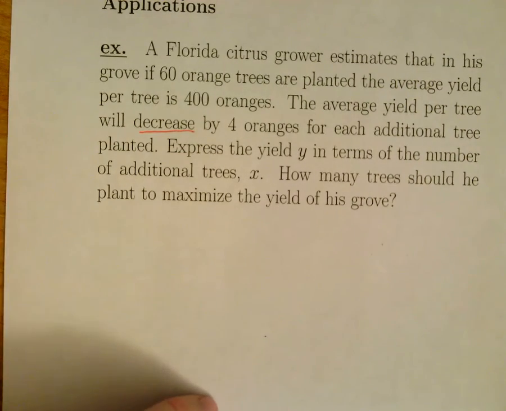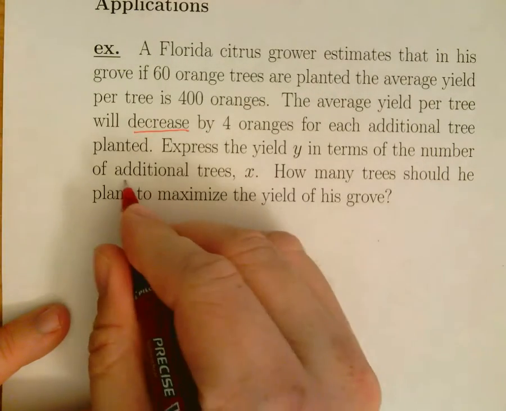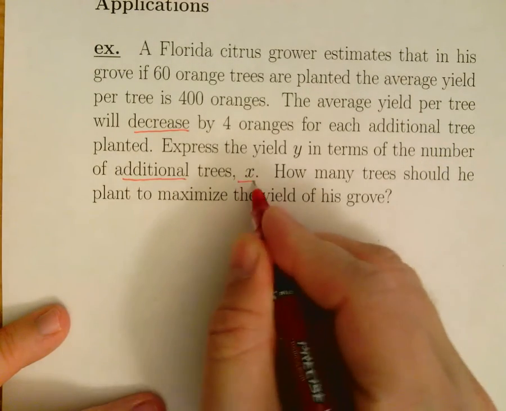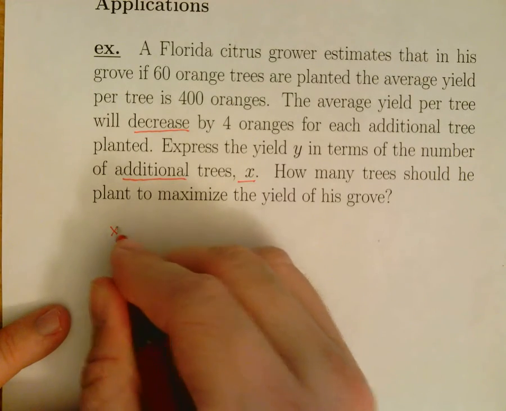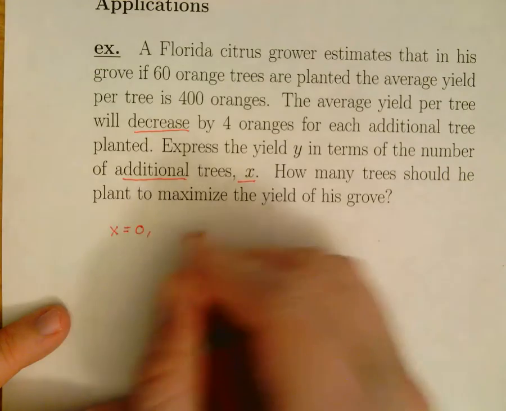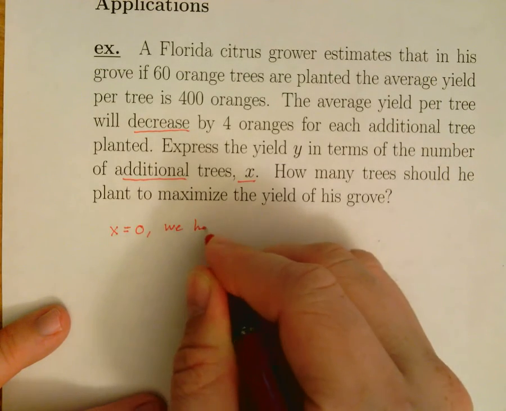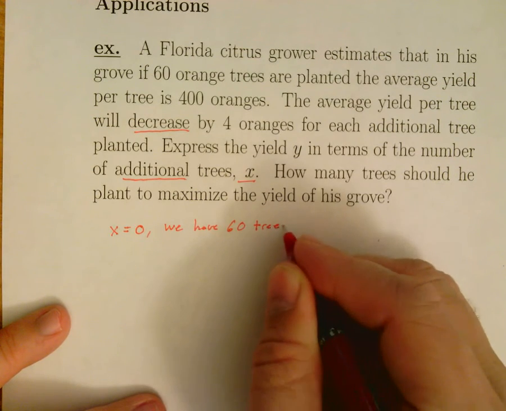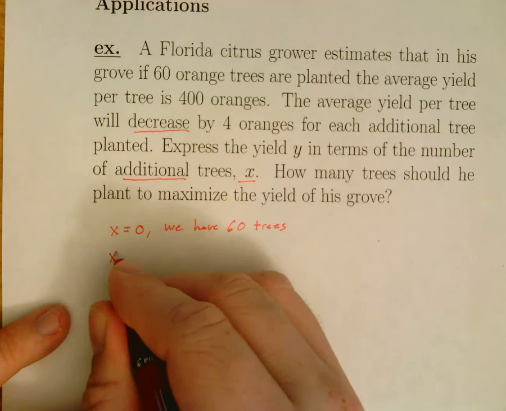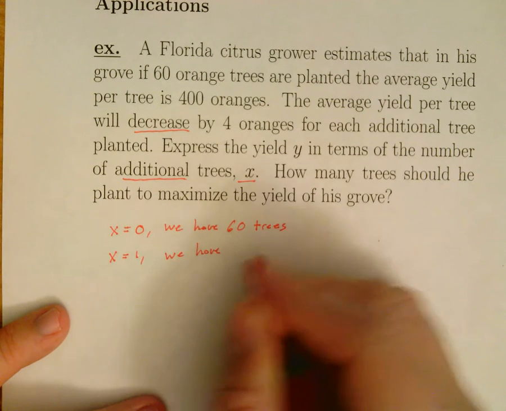So let me just give some details here before we start doing any problems. So this is additional trees. In other words, if x is equal to 0, then we still have the original 60 trees. If x is equal to 1, then we have 61 trees.